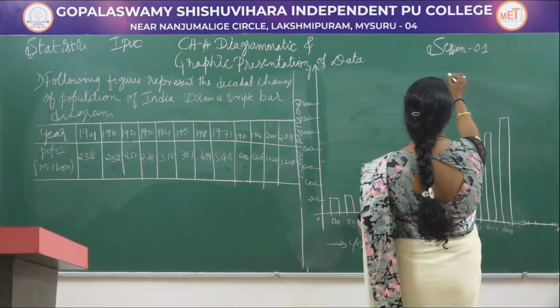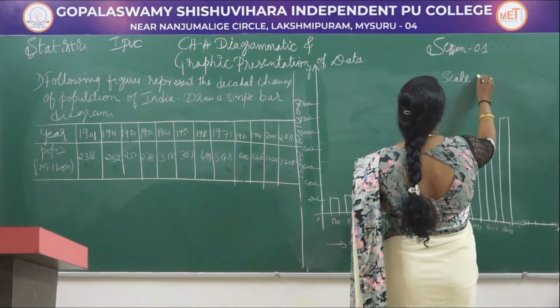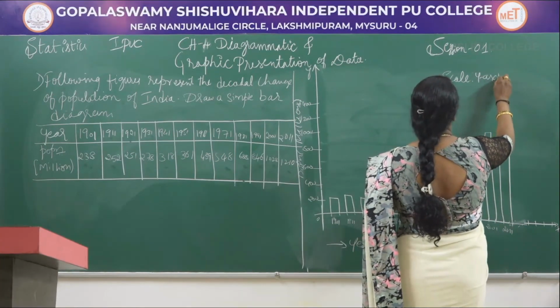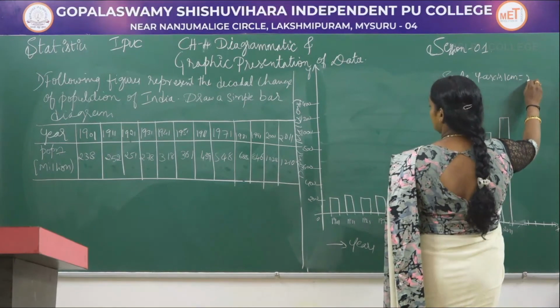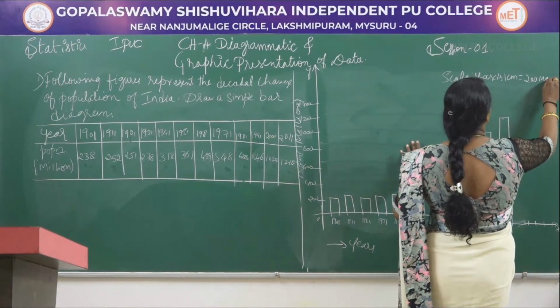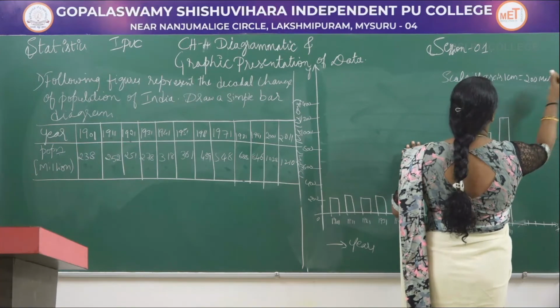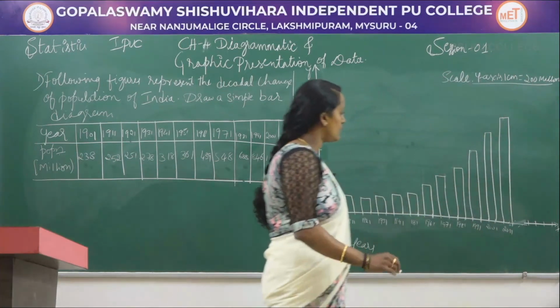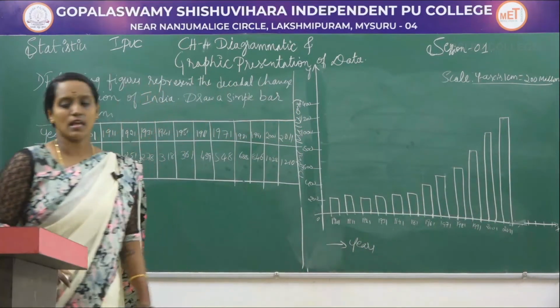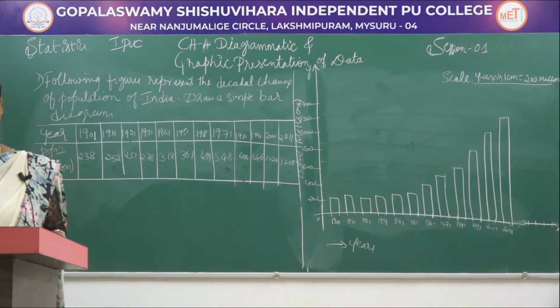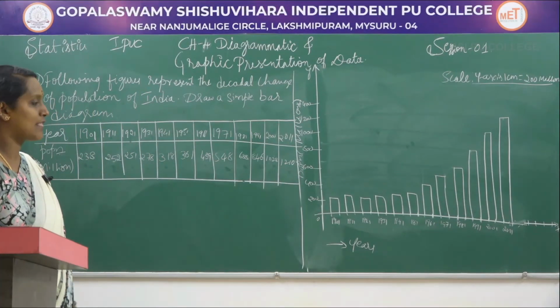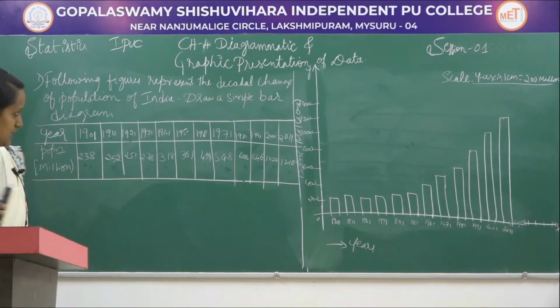So you have to write the scale. Here scale, y-axis, 1 centimeter is equal to 200 millions. This is how we'll draw the simple bar diagram. Next we will see another problem.